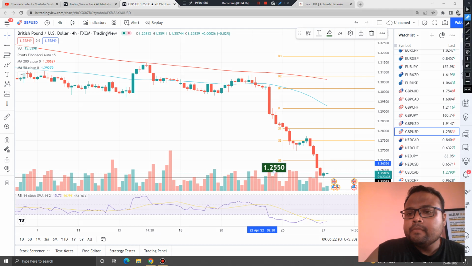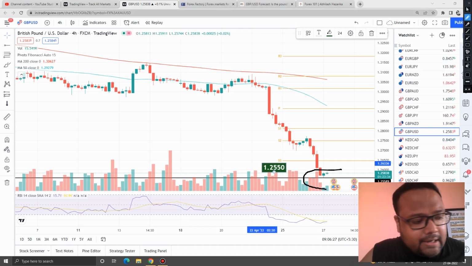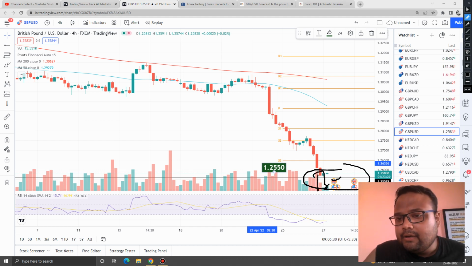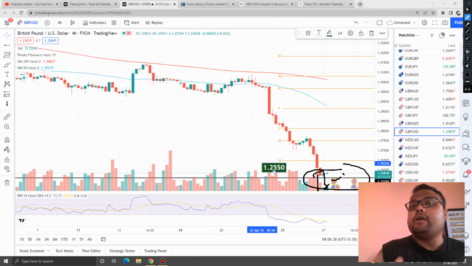If you already have taken a buy position at this level, then you can stay on the trade. If the market breaks it, please exit from the trade, and you can take a sell position as well.